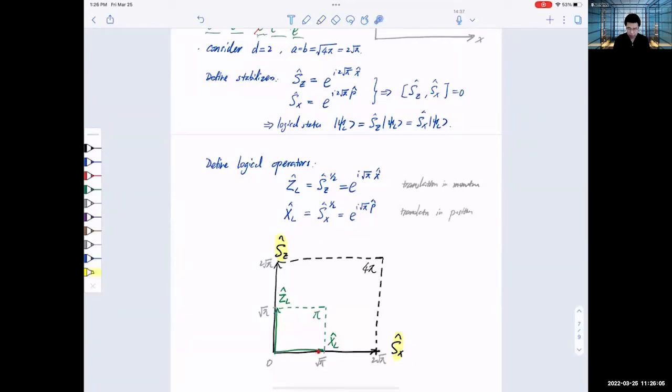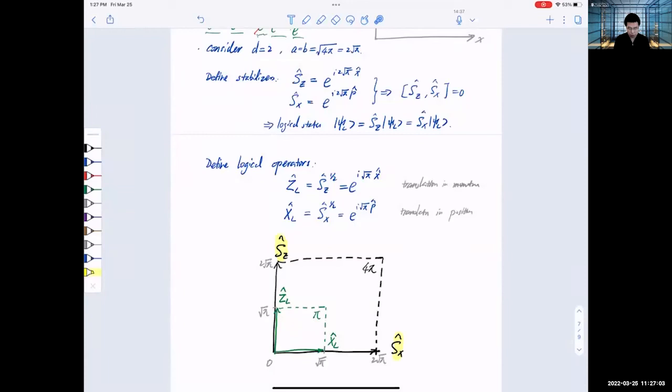So the area enclosed by making a loop around this is equal to 4 pi, which is definitely an integer multiple of 2 pi. Therefore, these two operators, Sx and Sz, commute. Now we can also define the logical z as half of the displacement along the momentum direction. You can see that the logical z and the Sz can also form a loop, which will give you 0 area, also an integer multiple of 2 pi, so they commute. And the logical z and Sx, on one hand it's 2 times root pi, on the other hand it's square root of pi, so the total enclosed area will be equal to 2 pi, also an integer multiple of 2 pi, so logical z and Sx commute. Similarly, you can verify Sz and the logical x also commute.